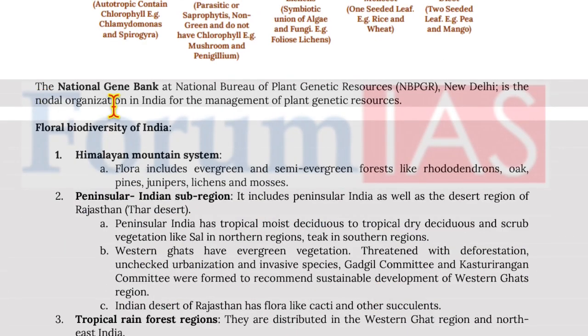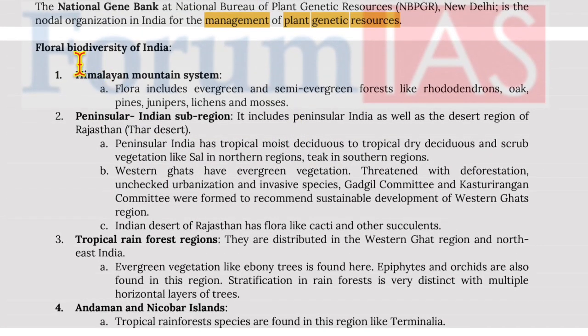Now, moving on to the National Gene Bank at the National Bureau of Plant Genetic Resources, New Delhi, which is a nodal organization in India for management of plant genetic resources. Now, moving on to the floral diversity, biodiversity of India.